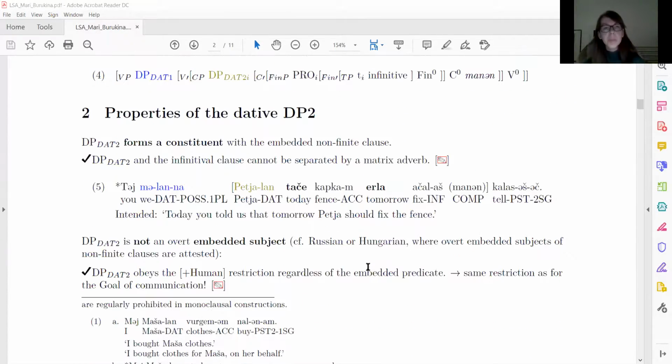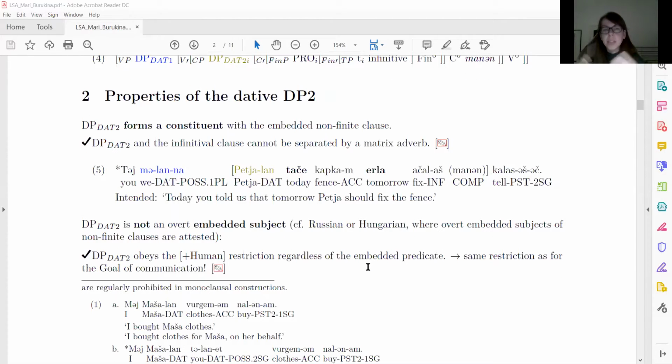So you can click on these symbols and you can go there immediately. Now let me talk first about this dative DP2 that we see, the one color coded in green, the unexpected one. What are the properties of this dative DP? On the one hand, it forms a constituent with the embedded non-finite clause. So the two form a unit together. And we can see it because, for example, a matrix adverb, a matrix adjunct cannot intervene between the two, even though adjuncts normally can scramble quite freely within a clause in Mari.